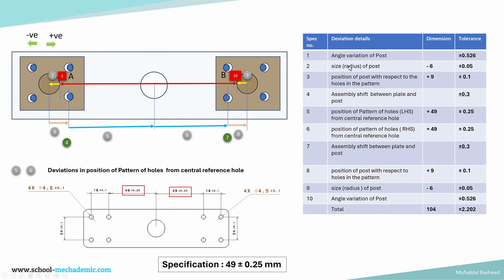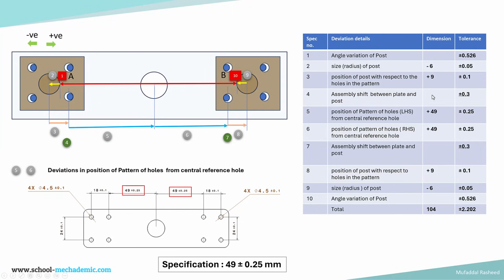Second one is the radius of the post, which is this arrow over here, yellow arrow going towards the left. Because it's going towards the left, it is negative, so minus 6. Tolerance is plus or minus 0.05. Then we are moving towards the right, which is positive. So specification number 3 is the position of the post with respect to the holes in the pattern. And that value is 9. Tolerance is plus or minus 0.1. Then we have the assembly shift, which is specification number 4. And that does not have a dimension, it only has a tolerance plus or minus 0.3.